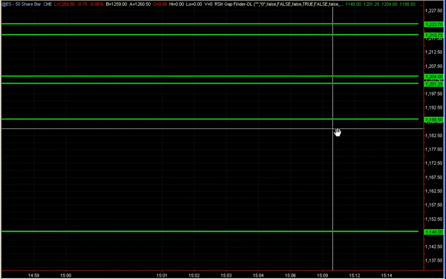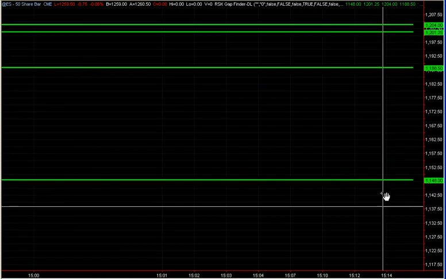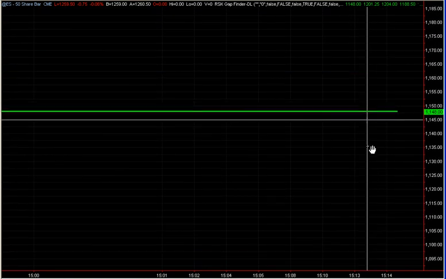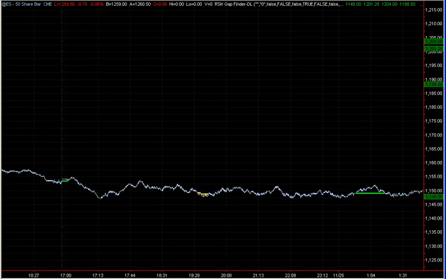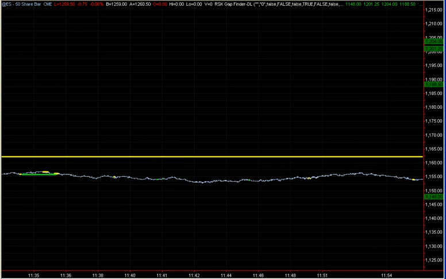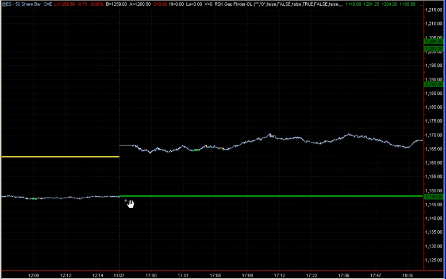Okay, so the lowest gap that we see here is at 1148, and where did that occur? We can just scroll to the left, and there it is, right there, that big gap that occurred during the Thanksgiving Day holiday. You can anticipate that this market will need to fill that gap.